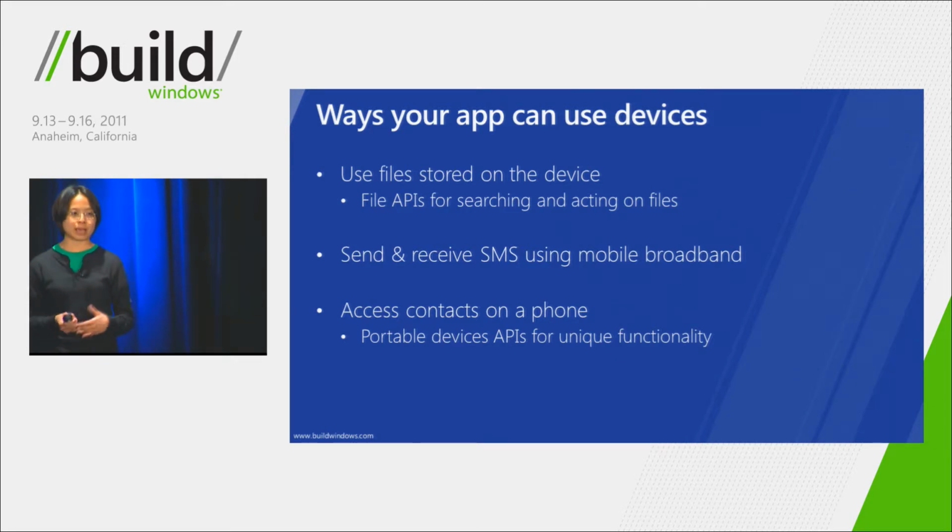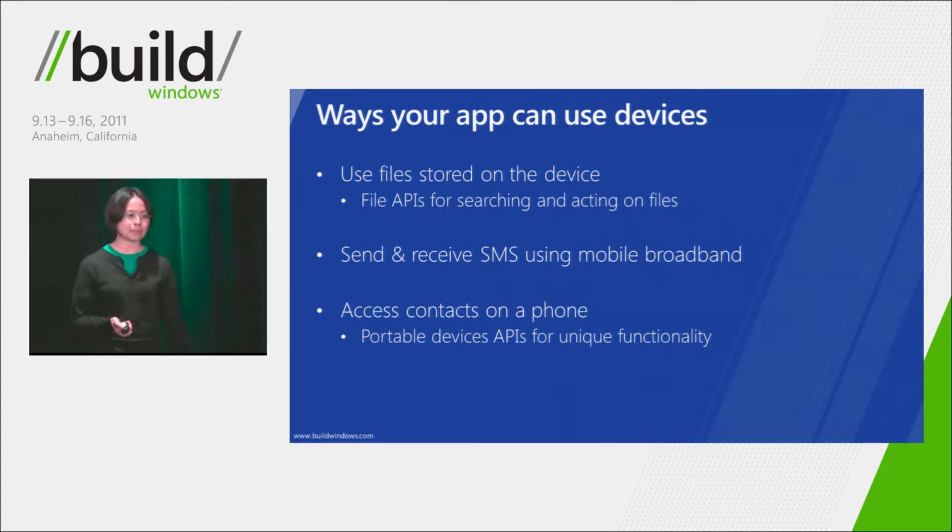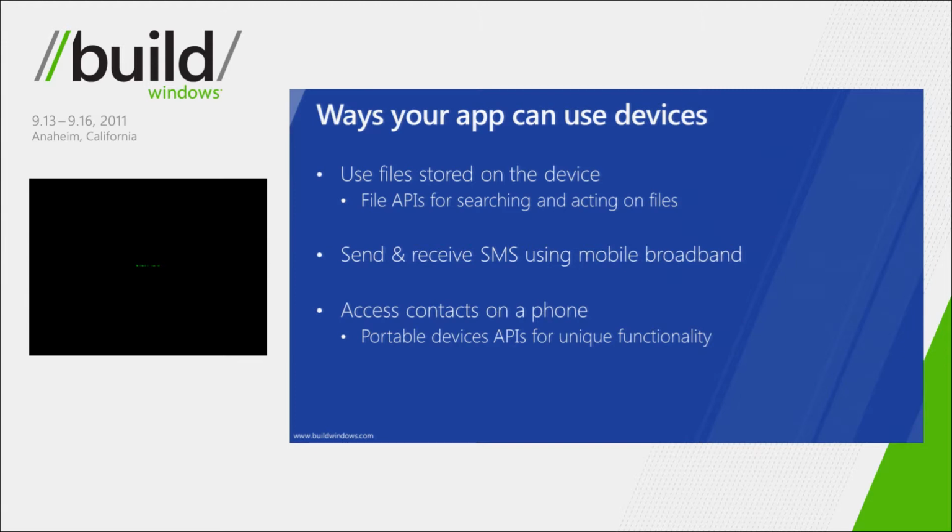Secondly, I'm going to show you how you can send and receive SMS using the mobile broadband APIs. And third, we have some functionality on certain devices that is considered advanced. It's not standardized, as in it's not photos or music, which are files in most devices. For that, we have a more advanced set of APIs that let you access advanced functionality that is unique to a certain type of device. An example I'm going to show you is how to get contacts off a phone.